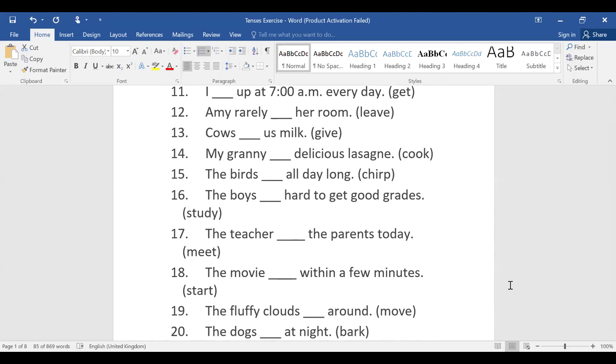I dash up at 7 a.m. every day. Amy rarely leave her room. Cows give us milk. My granny cooks delicious lasagna. The birds chirp all day long. The boys study hard to get good grades. The teacher meet the parents today. The movie starts within a few minutes. The fluffy clouds move around. The last one, the dogs bark at night.